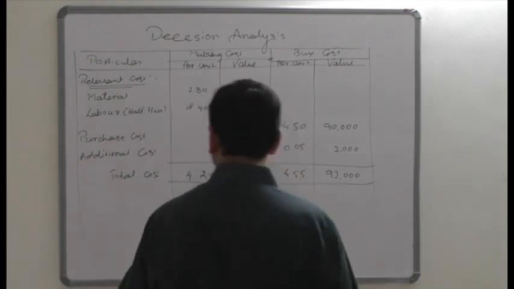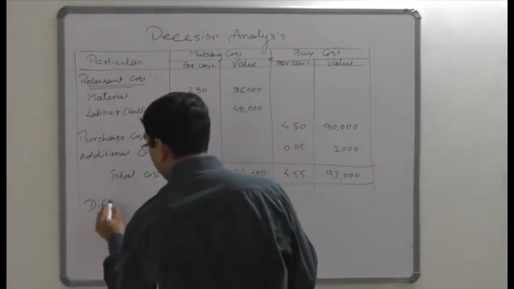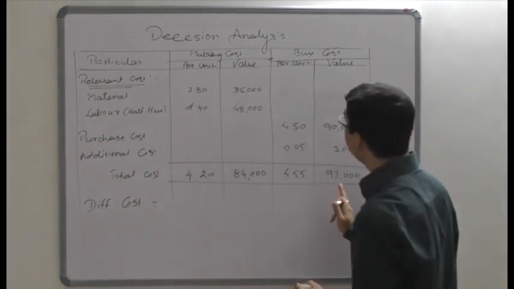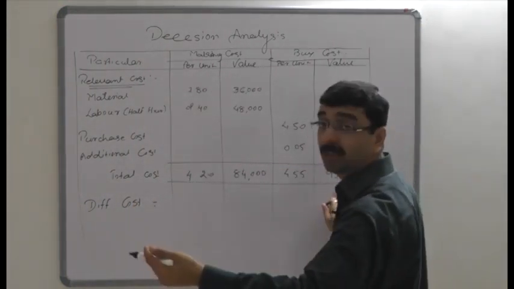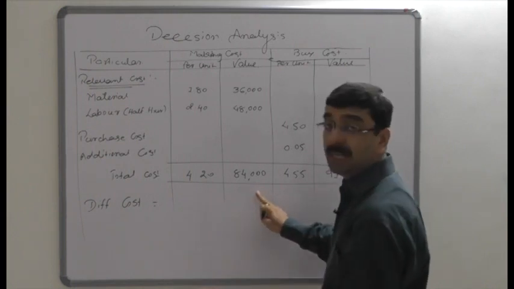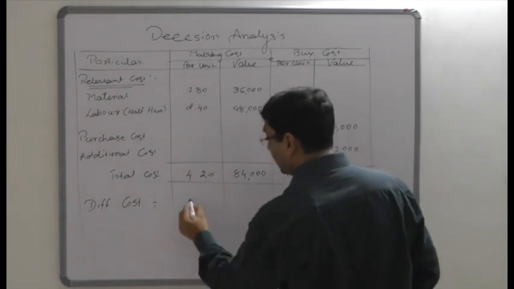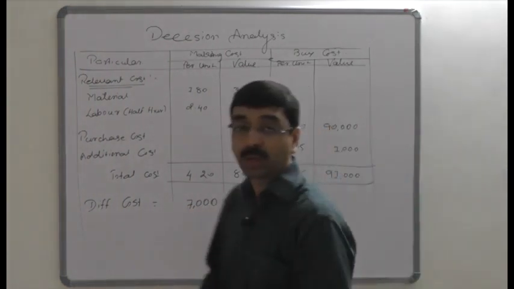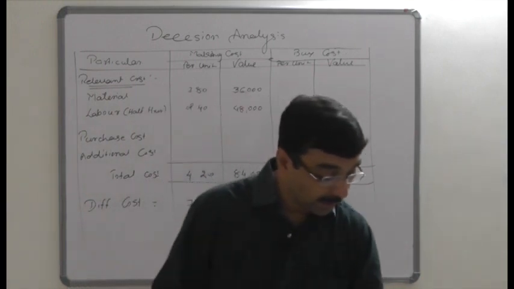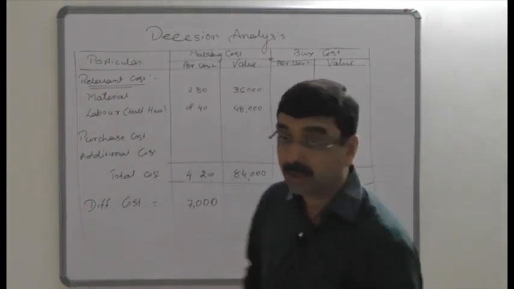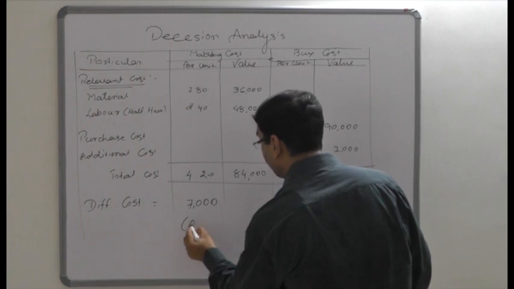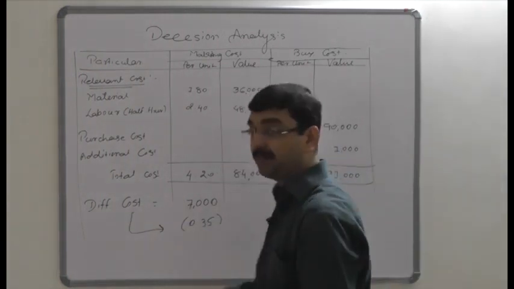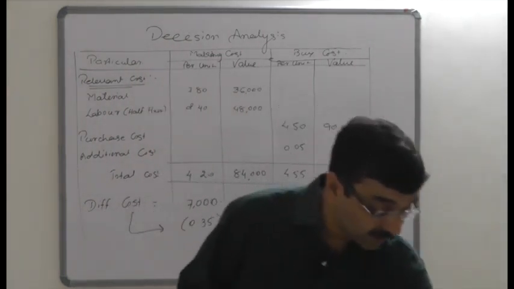So what would be the differential cost? Your differential cost is 91,000 in case of buying from outside, and 84,000 in making in the premises. The difference shows 7,000 rupees. 7,000 rupees is your differential cost, and it is favorable by 0.35 per unit. Differential cost 0.35, that is from the business point of view.